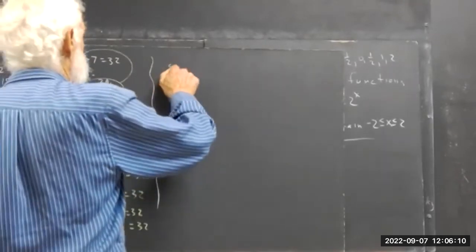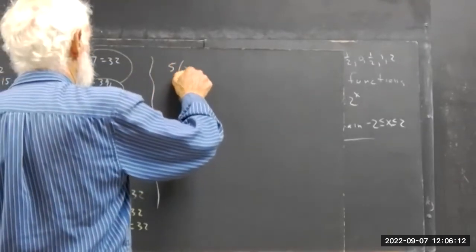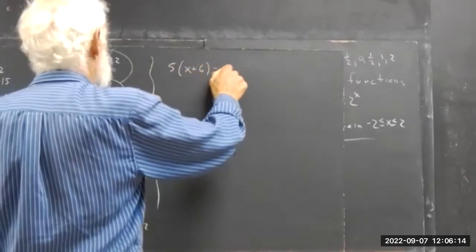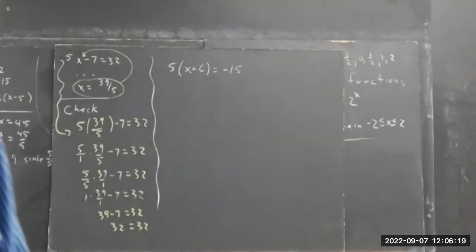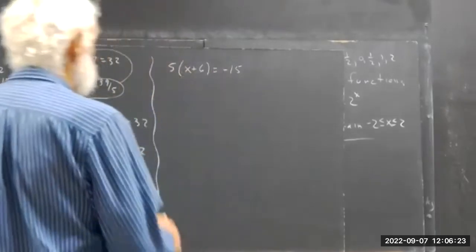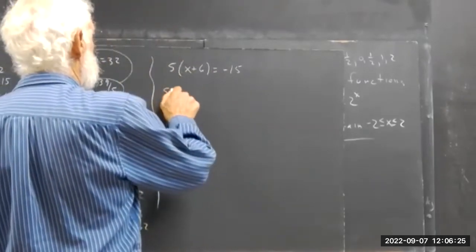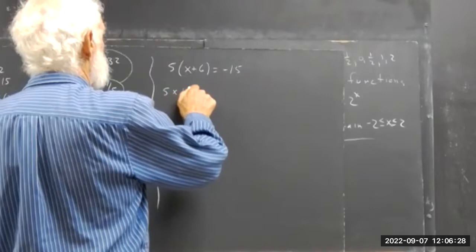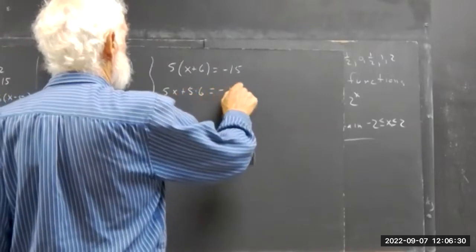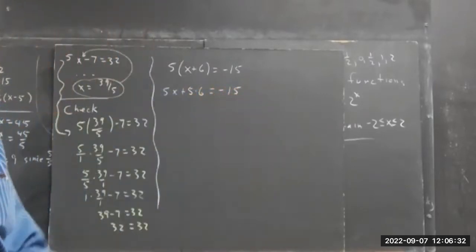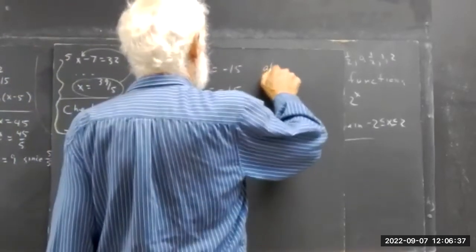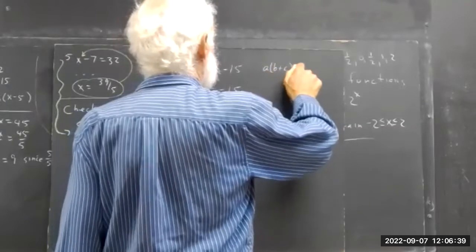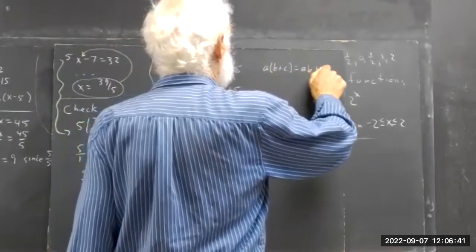Okay. Third equation. Now here's where we get to the distributive law. I kind of talked about it a little. Here's where we really want to use it. Okay, well, 5 times x plus 6 is 5 times x plus 5 times 6. That's probably familiar. The rule says that a times b plus c equals ab plus ac.